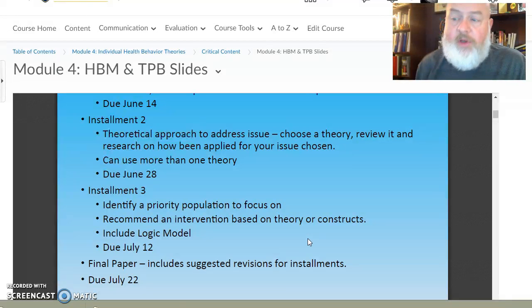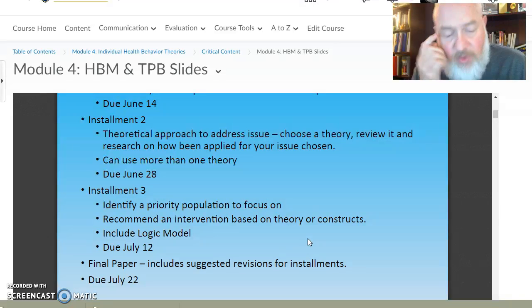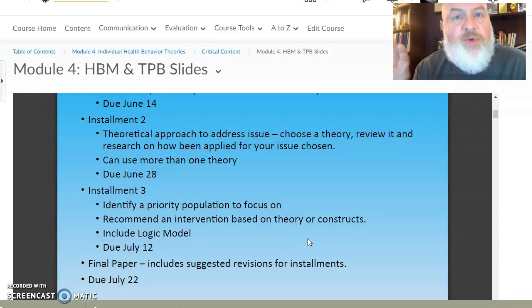you're going to further define your priority population. So maybe you were talking about a problem health-wise on a state or national level. Well, I'm hoping that maybe your intervention is going to be more manageable. So maybe you want to bring that down to a specific population, say a specific region or a specific town or a specific area that you want to take a look at.